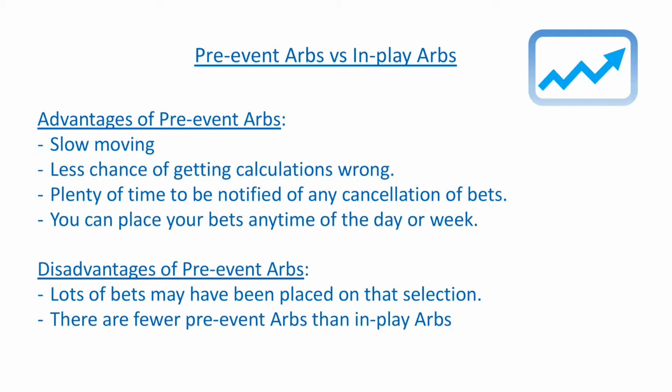And there are of course some disadvantages to placing pre-event arbs, the first one being that lots of bets may have been placed on that selection. This is because the pre-event arbs tend to stay up for longer, so more people jump on these arbing opportunities. Therefore, this increases the chances of being flagged by a bookmaker, and ultimately in some extreme situations having your bets restricted or your accounts closed.